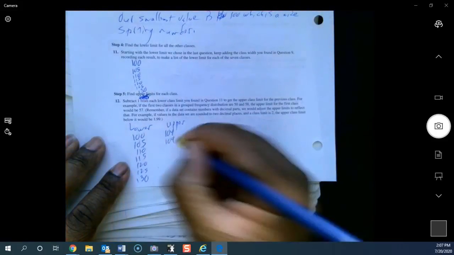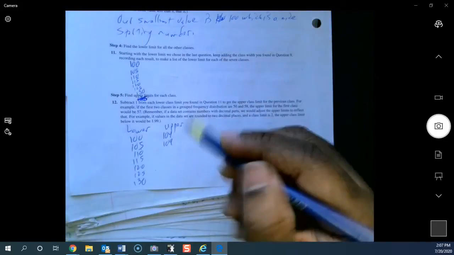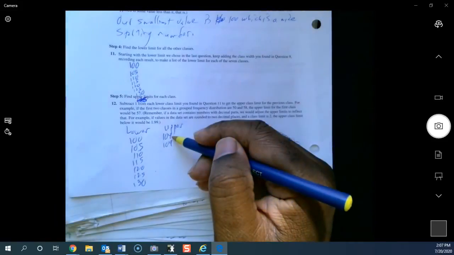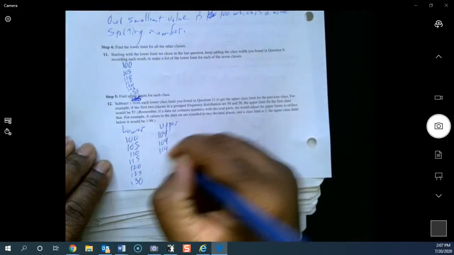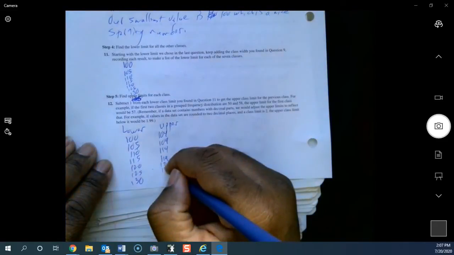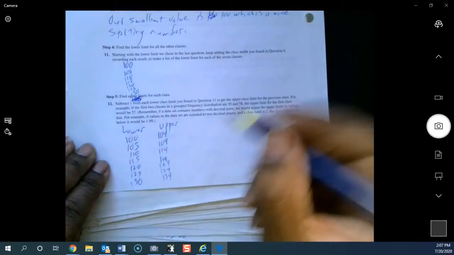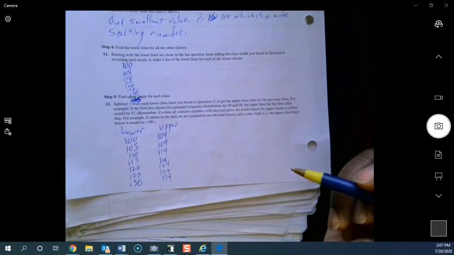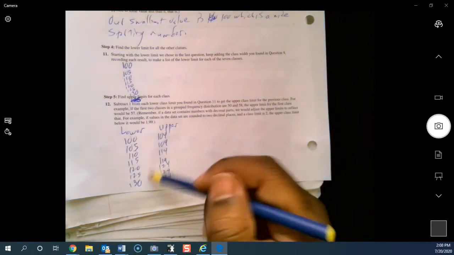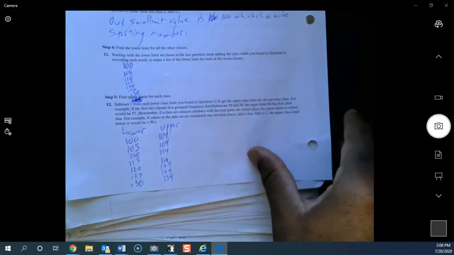This would be 109. Now listen, just to tell you all this here, you don't have to keep subtracting 1. What you could do is once you get that first upper limit, you can add the class width to it, just like you did with the lower limit. So this would be 114, 119, 124, 129, and 134. So it's the same process. Once you get the lower limit, once you get the upper limit, all you have to do is add the class width to it. And it will give you the answers.